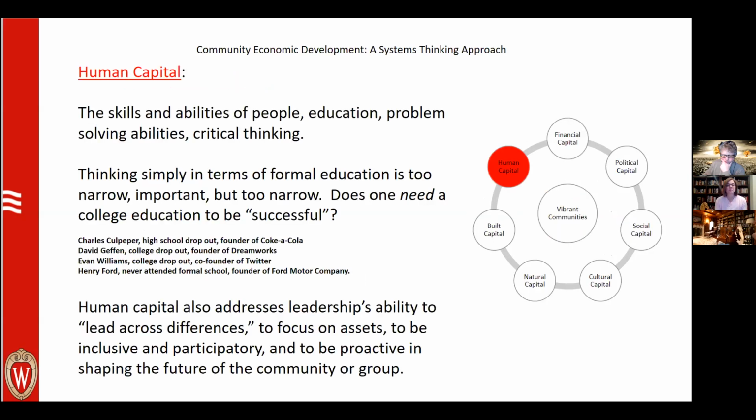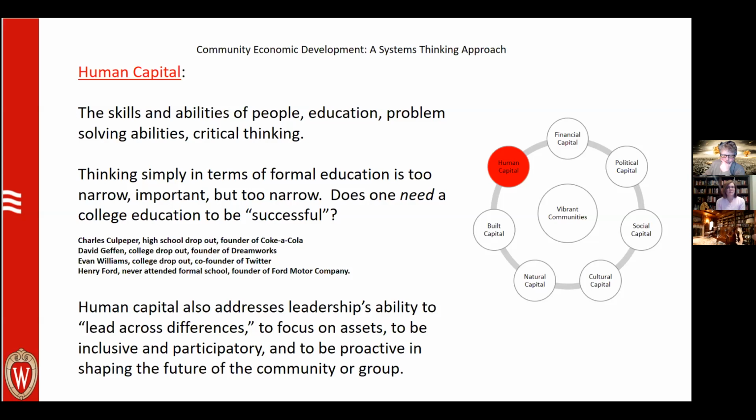Okay? So human capital. Let's go through the different capitals here real quickly. Human capital: the skills and the abilities of people, education, problem-solving abilities, and critical thinking. Okay, this is something that has been around in economics for a number of years, that human capital really matters. The reason is because the engine of economic growth is innovation. Innovation comes from what people do. Innovation isn't things that just fall out of the sky. Okay, so we want effective leadership, we want effective innovation, we want effective entrepreneurial activity. We need to think about people and the resources of the people.